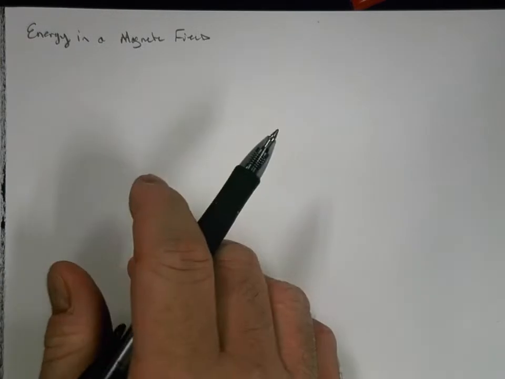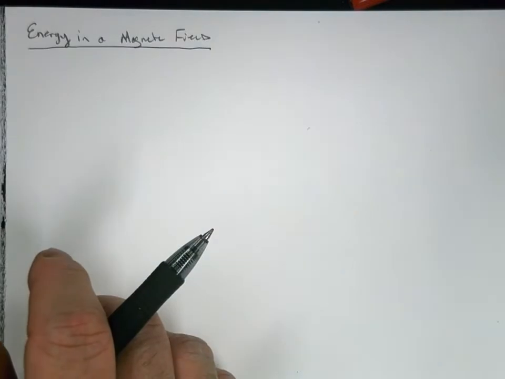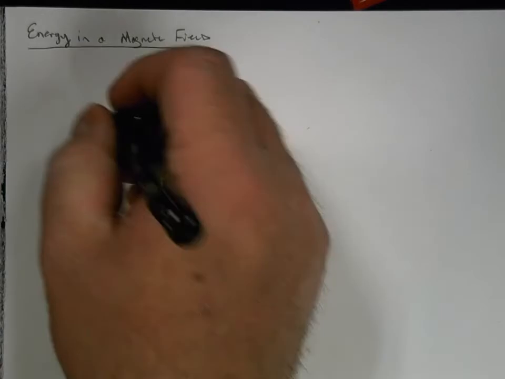All right, today we're going to talk about energy stored in a magnetic field, as opposed to where we talked before about energy stored in an electric field. By now we have our four components to a circuit.